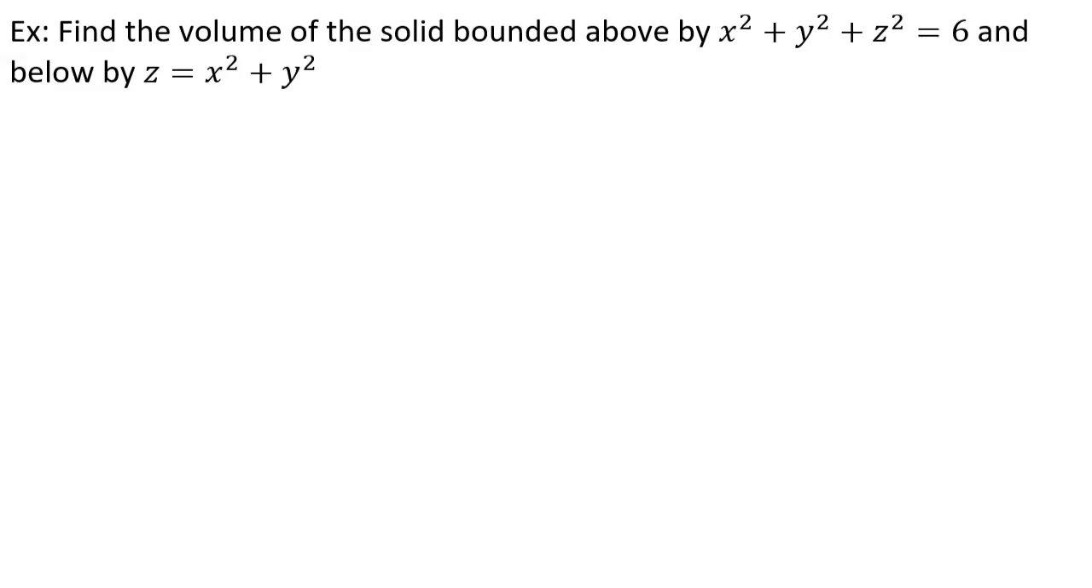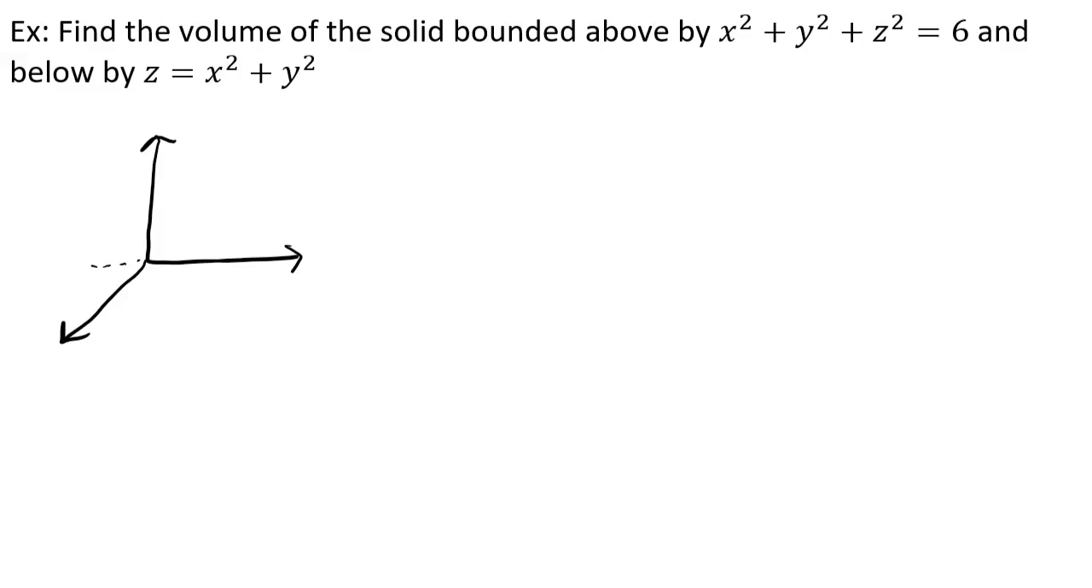All right, in this example, we're trying to find the volume of the solid bounded above by x squared plus y squared plus z squared equals 6, and below by z equals x squared plus y squared. So let's try and actually draw this solid that we're trying to take a look at, just to get an idea of what it looks like.